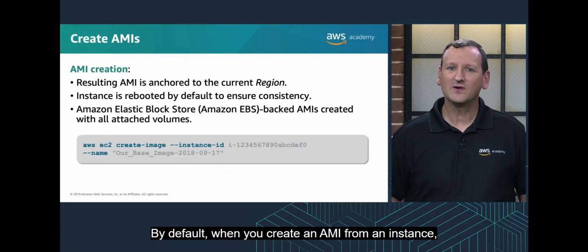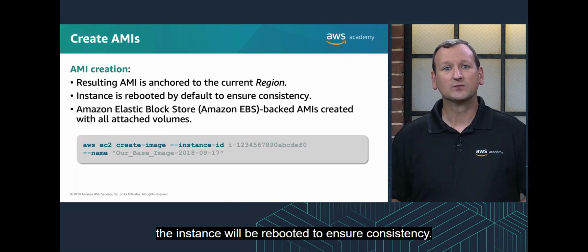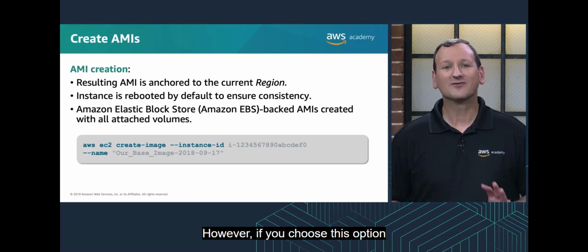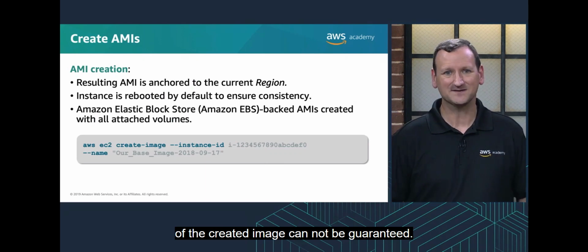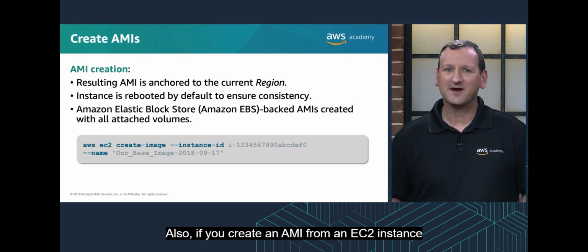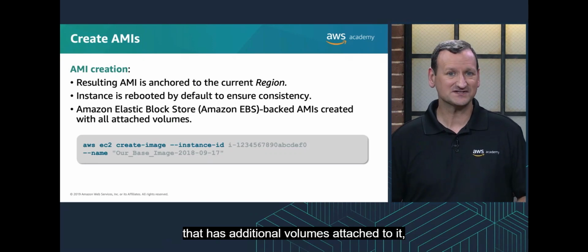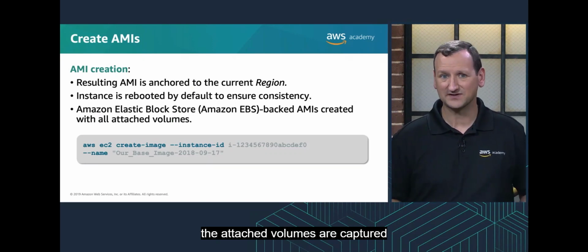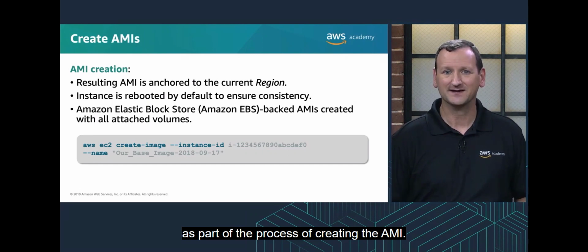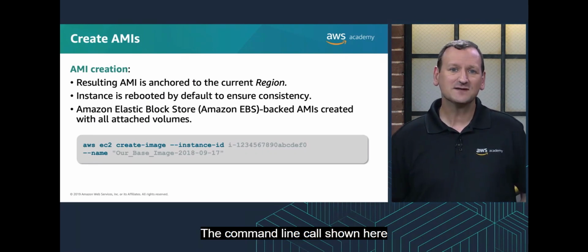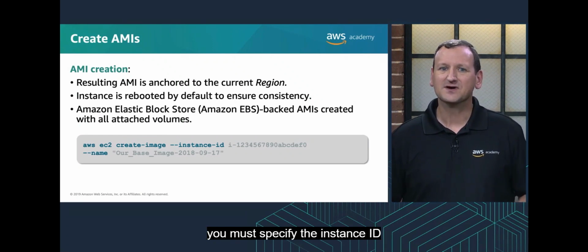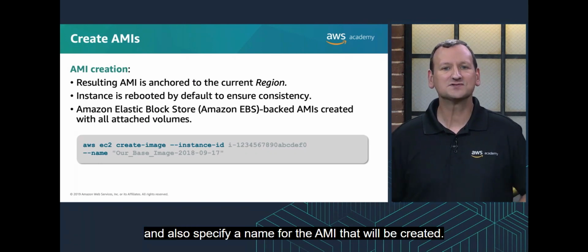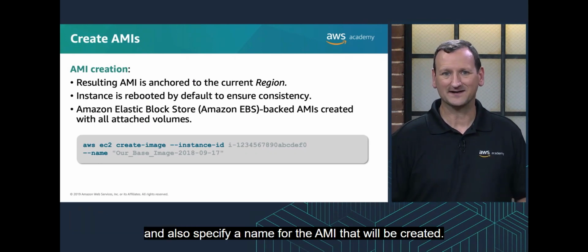By default, when you create an AMI from an instance, the instance will be rebooted to ensure consistency. You can override this default behavior. However, if you choose this option, the integrity of the file system of the created image cannot be guaranteed. Also, if you create an AMI from an EC2 instance that has additional volumes attached to it, the attached volumes are captured as part of the process of creating the AMI. The command line call shown here demonstrates how to create an AMI. When you use the create image command, you must specify the instance ID and also specify a name for the AMI that will be created.